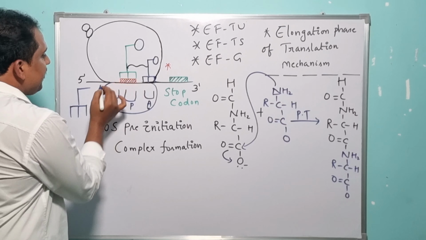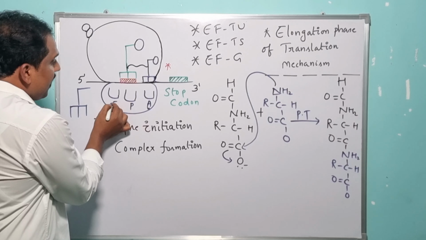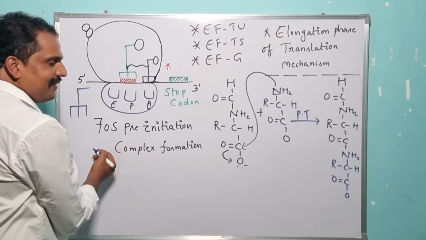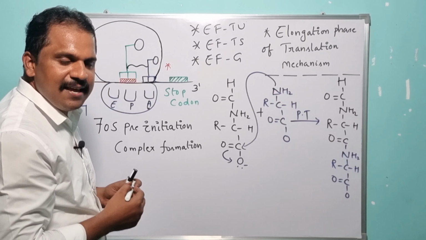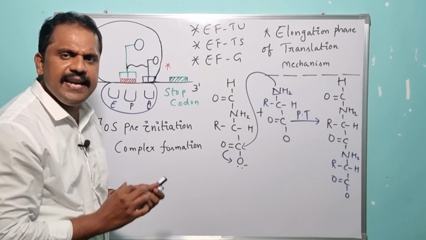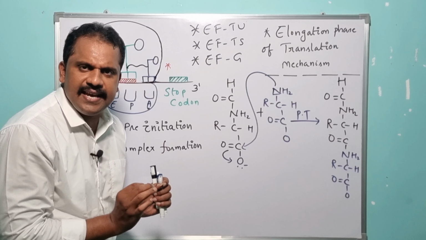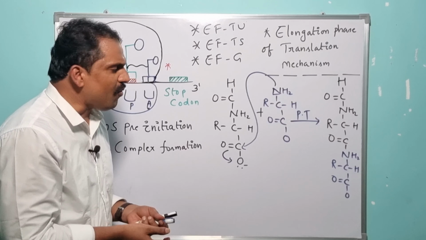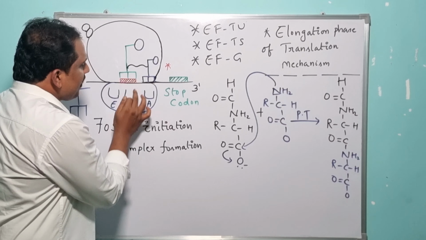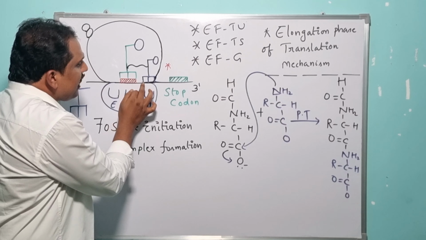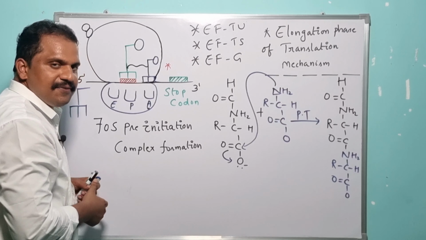So when the initiator tRNA has undergone translocation from the P site to the E site, the P site of the ribosome remains free. Now the P site of the ribosome gets occupied by the amino acid tRNA which was initially recruited to the A site. So once the amino acid tRNA has been successfully translocated from the A site to the P site, the A site of the ribosome remains free.